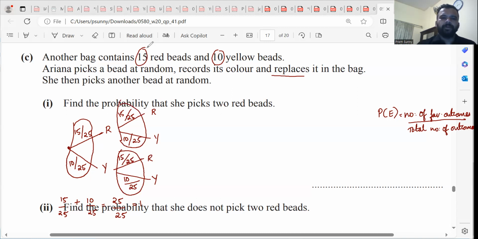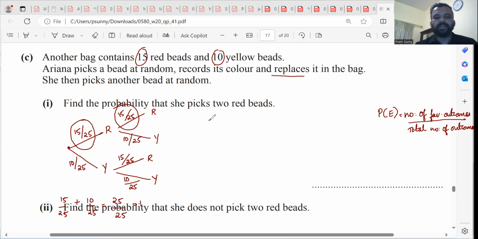Now, I'm just erasing those shapes. Here we can see the question is: find the probability that she picks 2 red beads. That means in the first attempt she's getting a red, and in the second attempt also she's getting a red. So getting a red in the first attempt is 15 by 25, and it's always multiplication here, and getting a red in the second attempt is also 15 by 25.